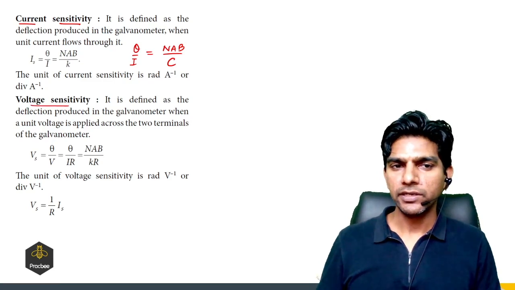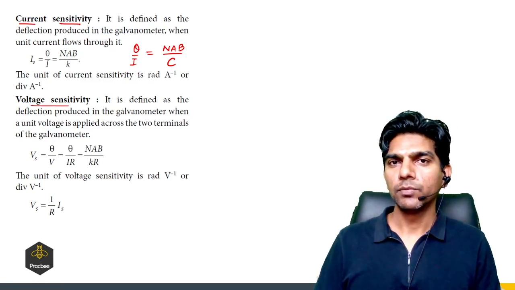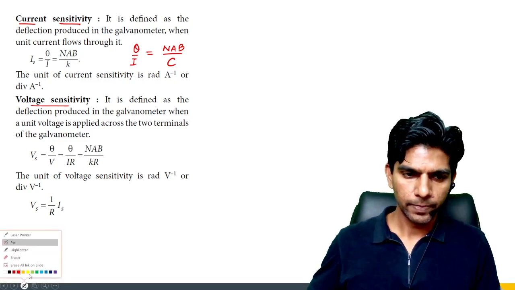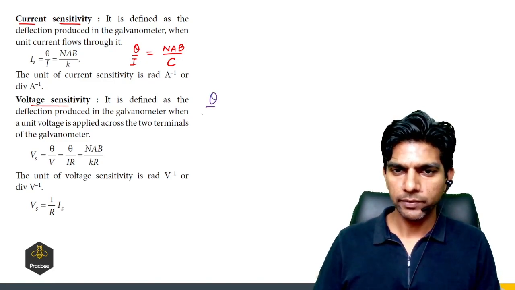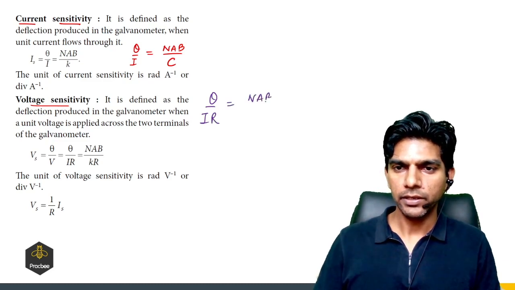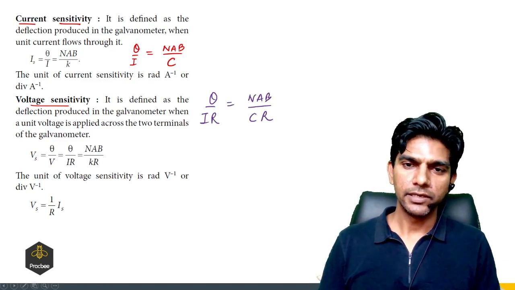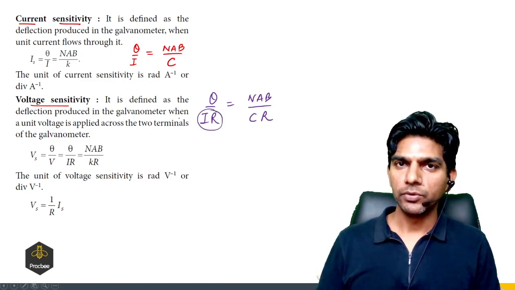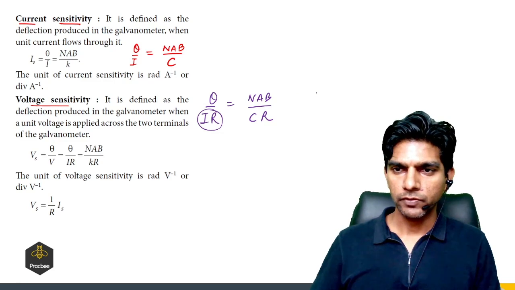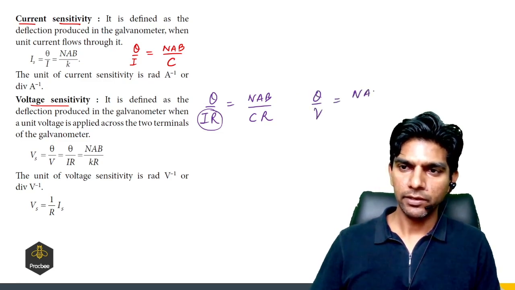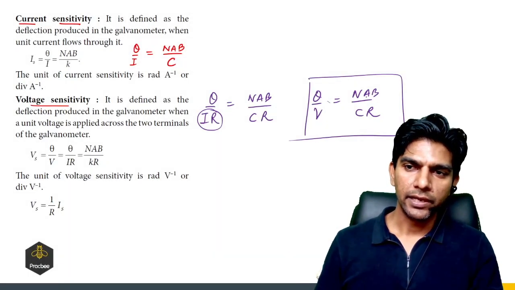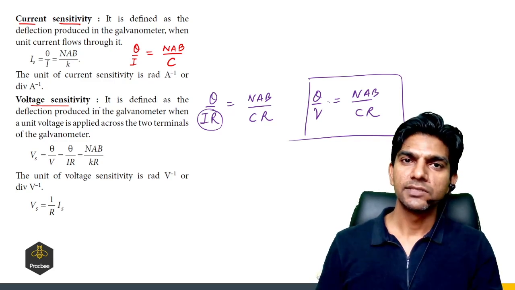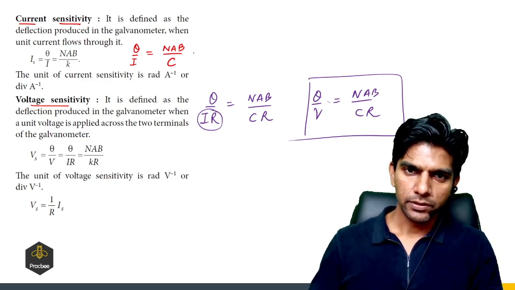Now if I want to find the voltage sensitivity, what can we do? Instead of I, we require voltage. So we can divide both sides by R. If I divide both sides by R, we'll get NAB divided by CR. Is it clear? Now this IR is nothing but the potential difference across the coil. So we can write theta by V equals NAB upon CR. And this term, theta by V equals NAB by CR, is known as voltage sensitivity. So we should remember these two results.